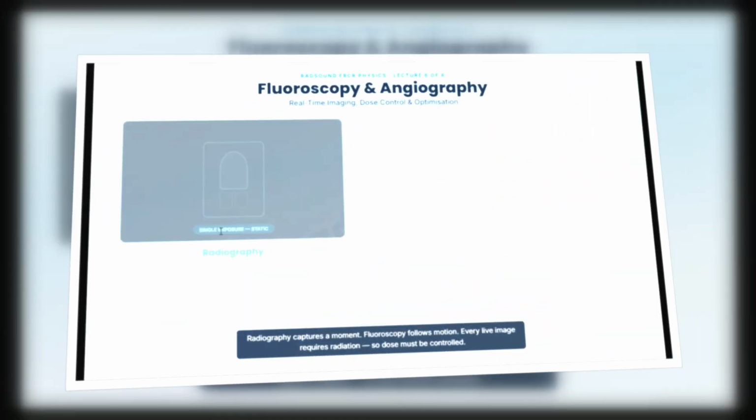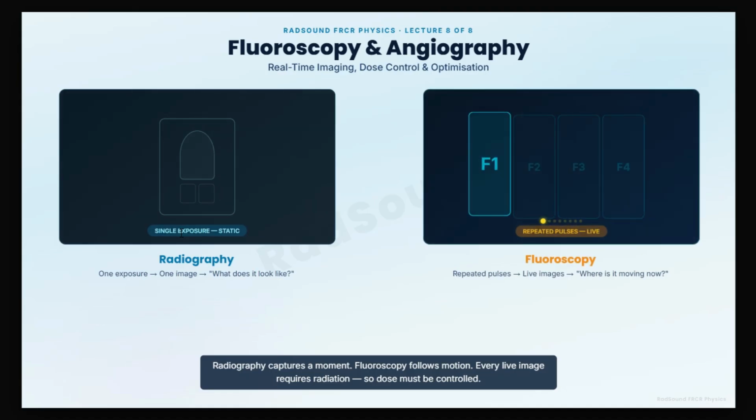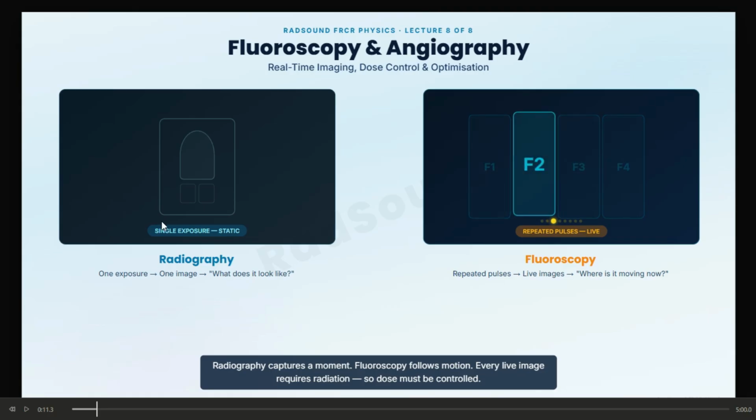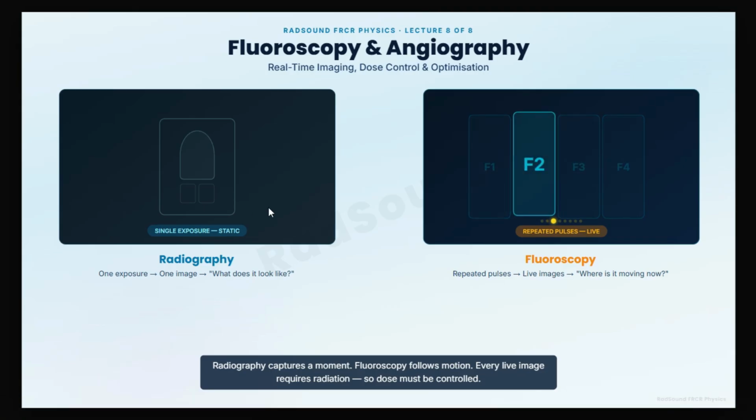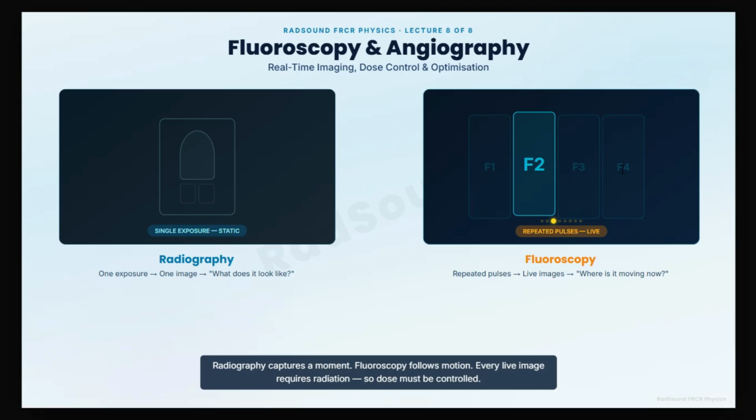and DSA. Now, radiography captures a single moment. So let's compare both of them. If radiography captures a single moment, what about fluoroscopy? In fluoroscopy, mostly it follows motion in real time. So it's from F1, F2, F3, F4. This is just for illustration. So it captures motion in real time.